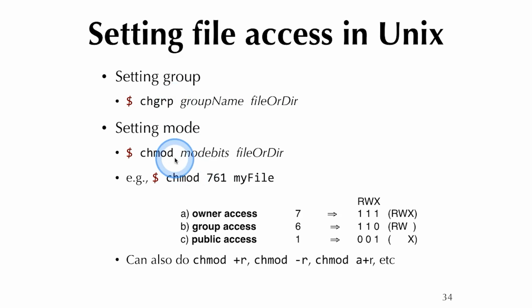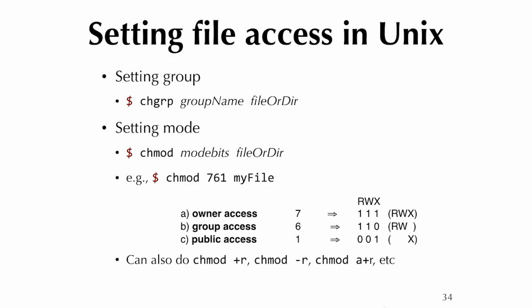You can set mode. You can do either the letter style or the hex style. So chmod plus R means add the read permission, and minus R means remove the read permission. So owner, group, and public, or sometimes all others. And A means all of them. So if you do A plus R, that means add the read permission to owner, to others, and to group.